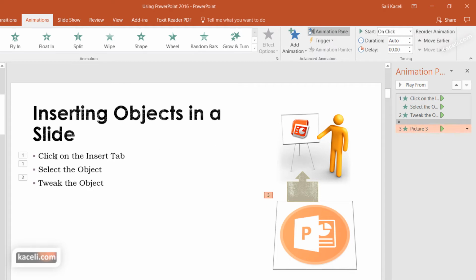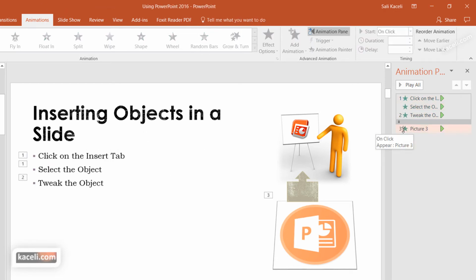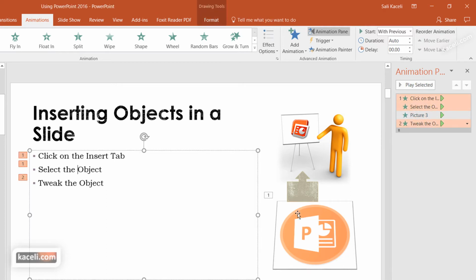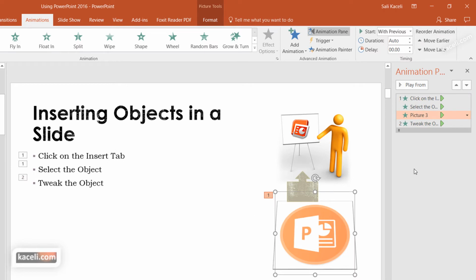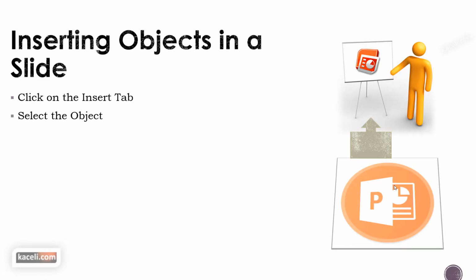If I want it to come together with these two items, what you'll do is drag this item where it says number 3, picture 3, and notice if you click on it, it highlights it. Drag it to wherever you want it in the previous sequence. Then click on the drop-down and choose Start With Previous. That means all these three objects, this, this, and the picture, will be presented at the same time. If I present this now, all three were presented at the same time.